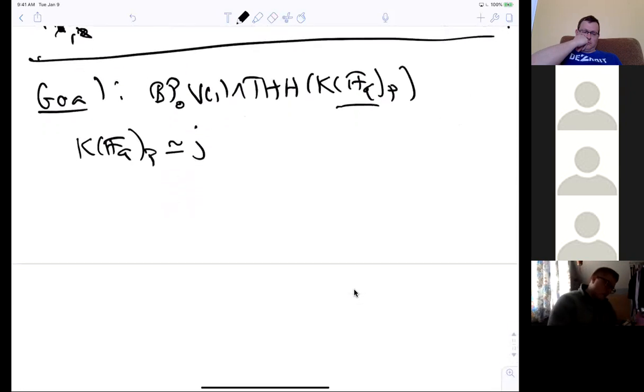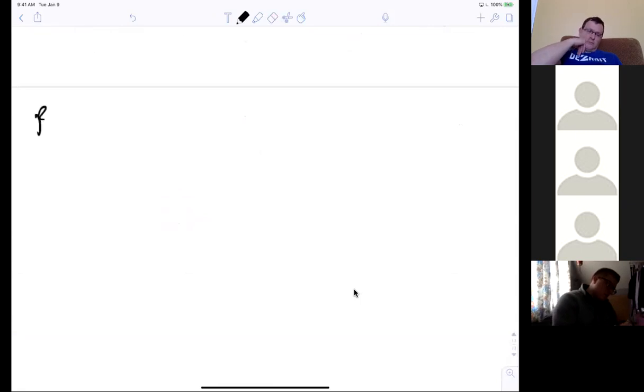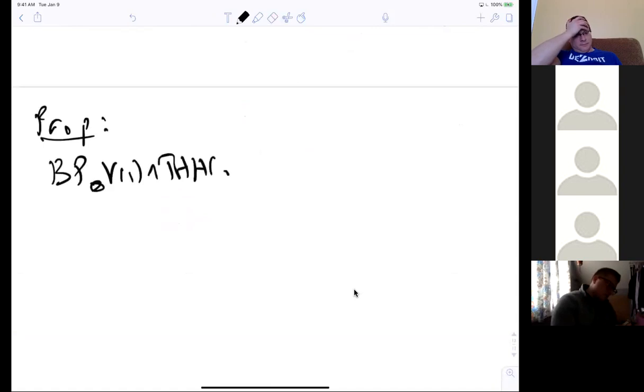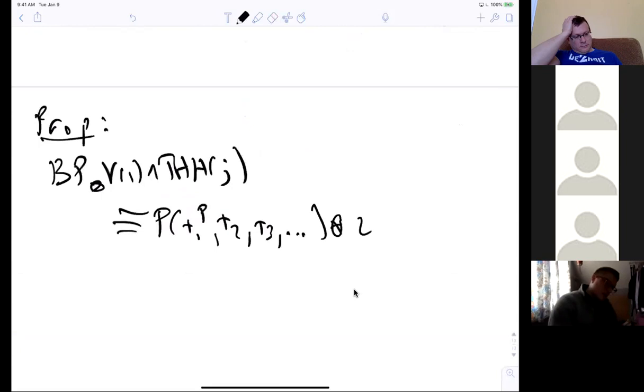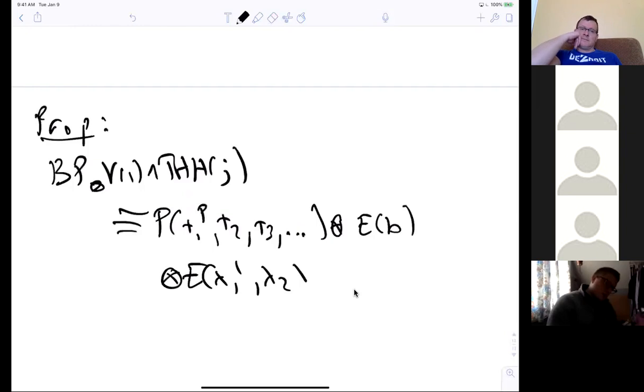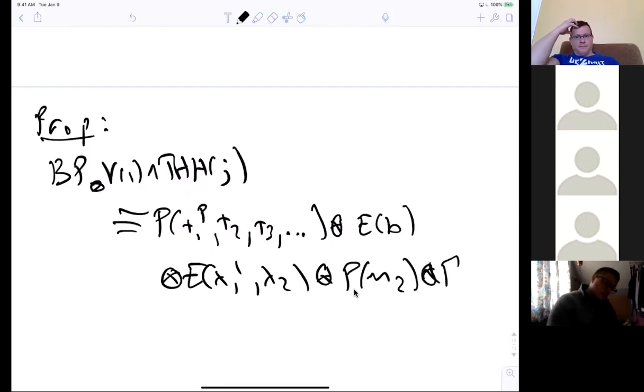Okay, so then let me do a proposition. If you compute this, and it's not too bad, you get polynomial on t1 to the p, t2, t3, and so on, tensor exterior on this element b, tensor exterior on lambda 1 prime, lambda 2, tensor polynomial on u2, tensor divided power on sigma b.